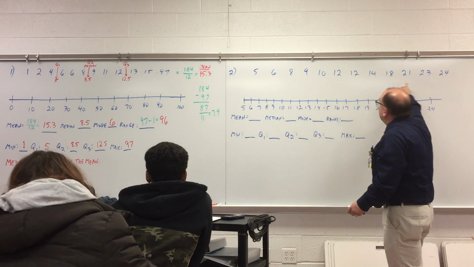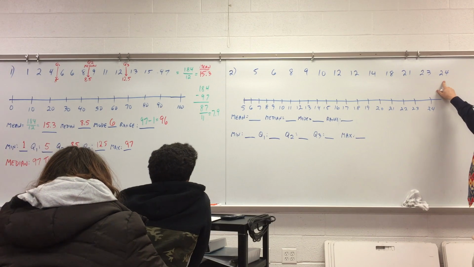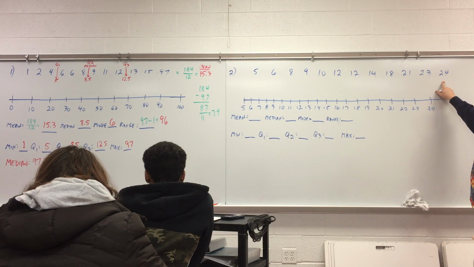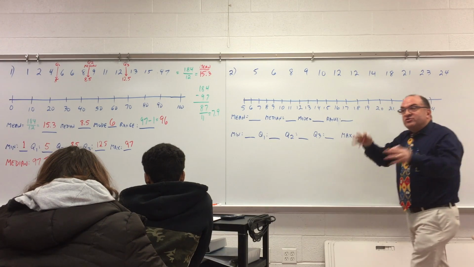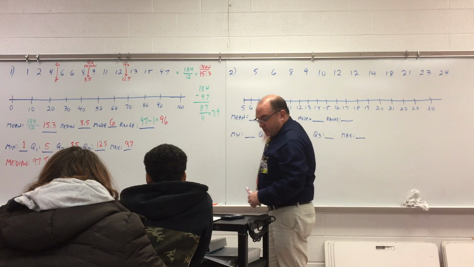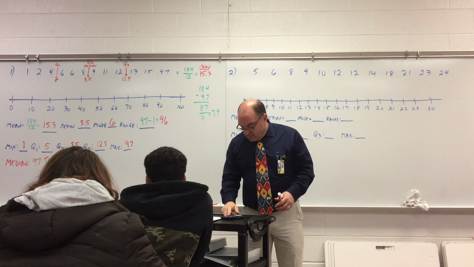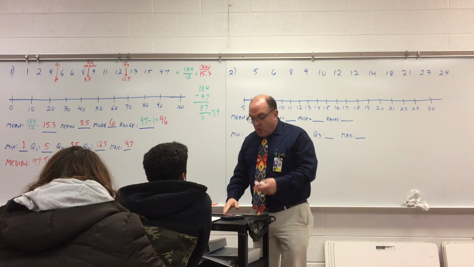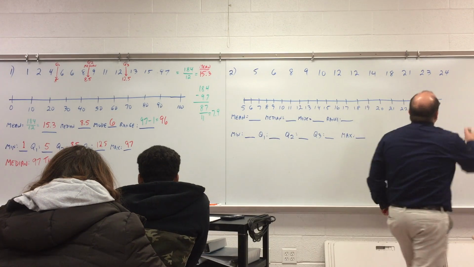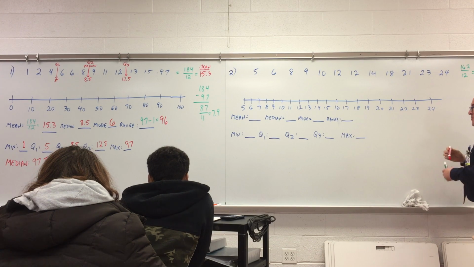Could you add again, we have 12 numbers. What's the highest number here in number 2? 24, right? Now the numbers are closer together, right? Could you add these numbers, please? $162. And when you take 162 and you divide by 12, you get what? 13.5.